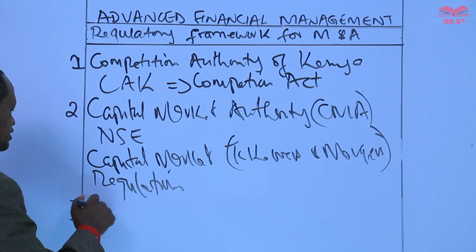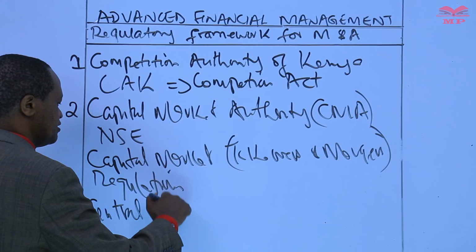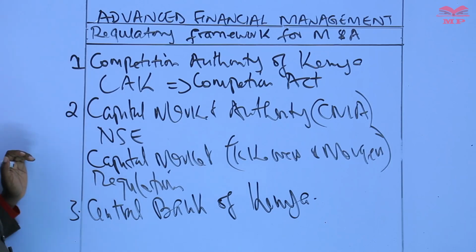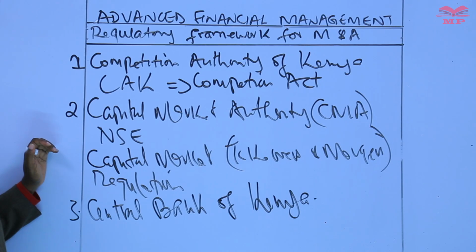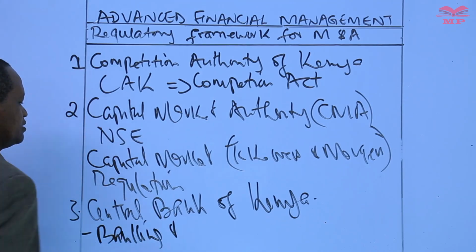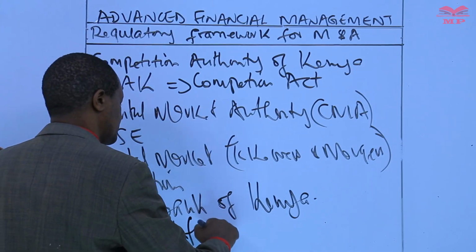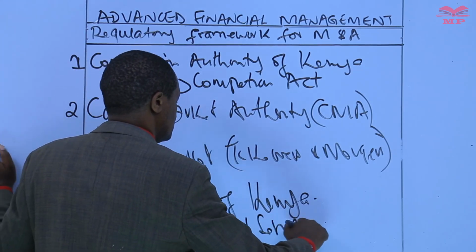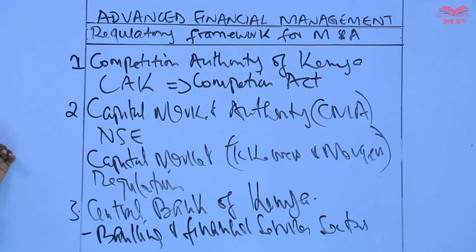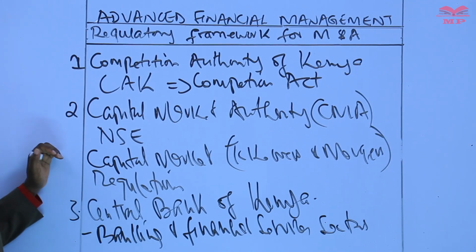The third body is the Central Bank of Kenya. The Central Bank of Kenya regulates mergers and acquisitions in the banking and financial services sector. Mergers and acquisitions that occur in the banking and financial services sector are regulated by the Central Bank of Kenya.